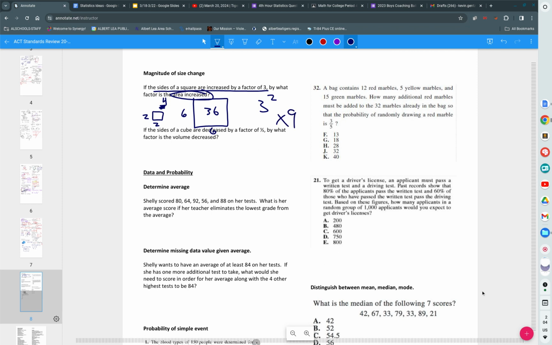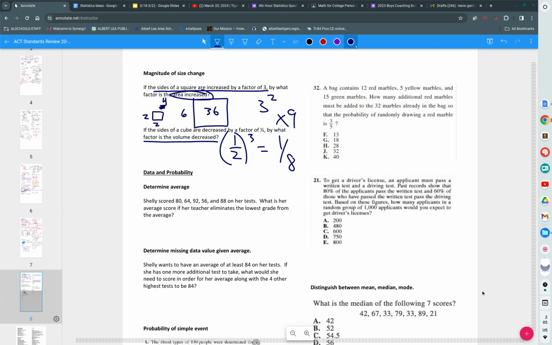Apply that to the next one. It says if the sides of a cube are decreased by a factor of 1/2, what is the volume decreased by? What dimension is volume? 3. So we're going to take 1/2 and cube it, and we get 1/8. It will be 1/8 the volume of the other. So area, square the factor. Volume, cube the factor. That easy.